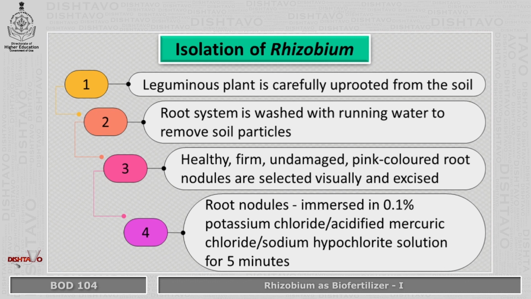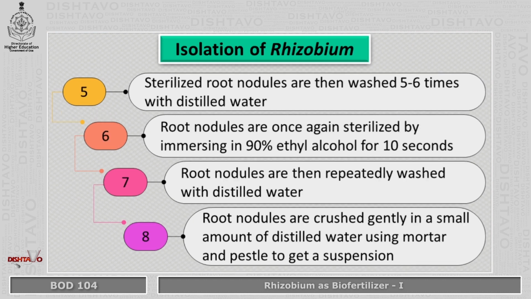Isolation of rhizobium. Leguminous plant is carefully uprooted from the soil. Root system is washed with running water to remove soil particles. Healthy, firm, undamaged pink colored root nodules are selected visually and excised. Root nodules are then surface sterilized by immersing in 0.1% potassium chloride or acidified mercuric chloride or sodium hypochlorite solution for 5 minutes. Sterilized root nodules are then washed 5 to 6 times with distilled water.